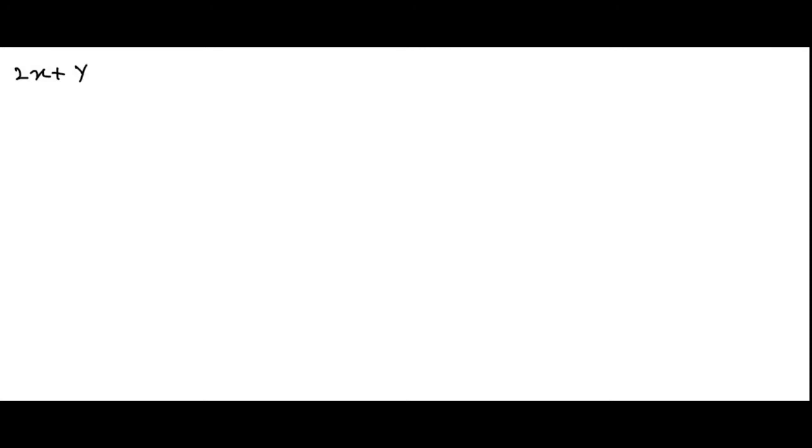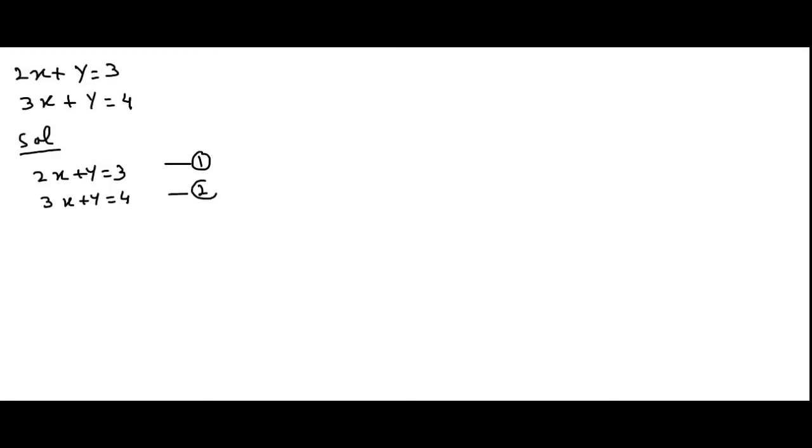Now we consider an example. 2x plus y is equal to 3 and 3x plus y is equal to 4. Now we are going to solve these two equations. Solution: 2x plus y is equal to 3 and 3x plus y is equal to 4. We mark these two equations as 1 and 2.